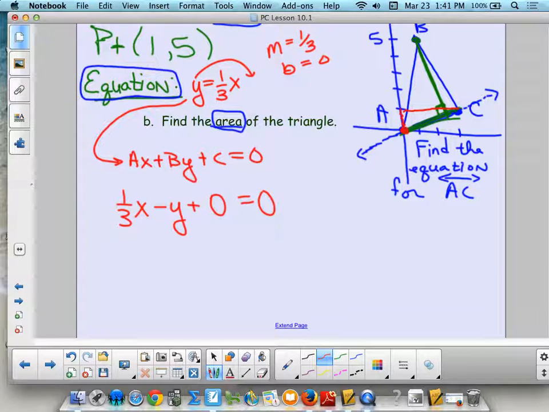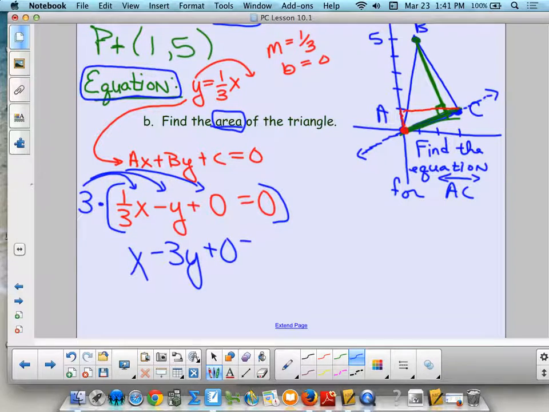Now, I talked to Olivia about this. I said, I don't want my A to be 1/3. I'm going to do something. What am I going to do to this equation? Take it all times 3, says Colton. Colton's right. That would make x, negative 3y, plus, and finally 0, right?